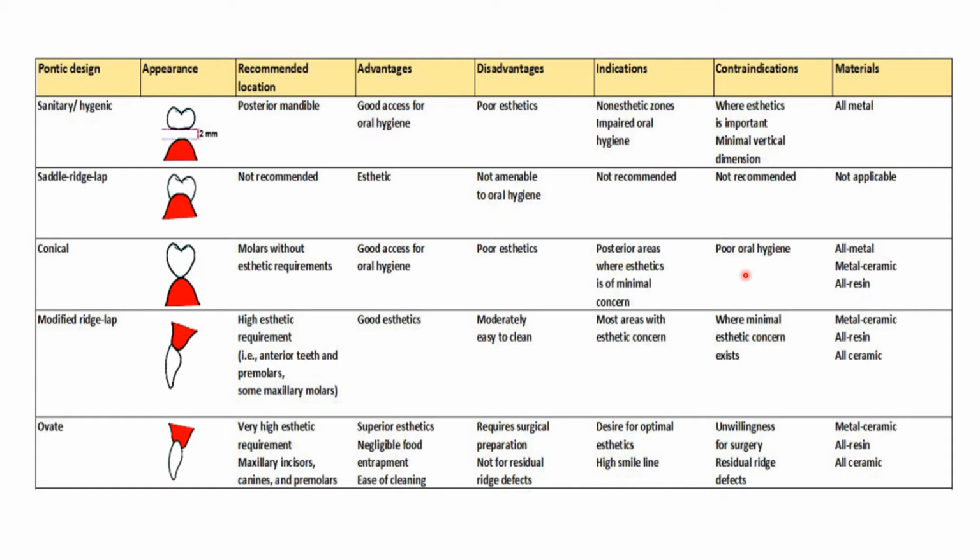Then contraindication is when the patient has poor oral hygiene. So in that case you are not giving this conical type of pontic design. And the material, you can use, now it is used in the posterior and unesthetic areas, so you can use all metal also in this case. Then you can use metal, ceramic or resin. So these are the 4 examples for the mucosal contact, where the pontic touches the mucosa. Now you can see over here in all these 4 designs the pontic is touching the mucosa.